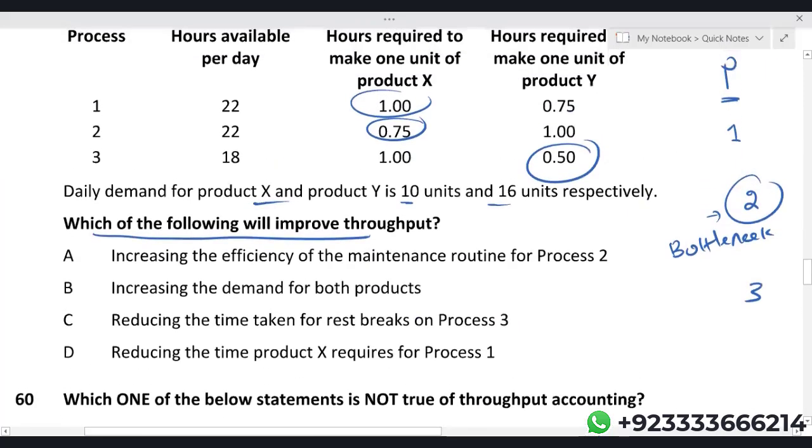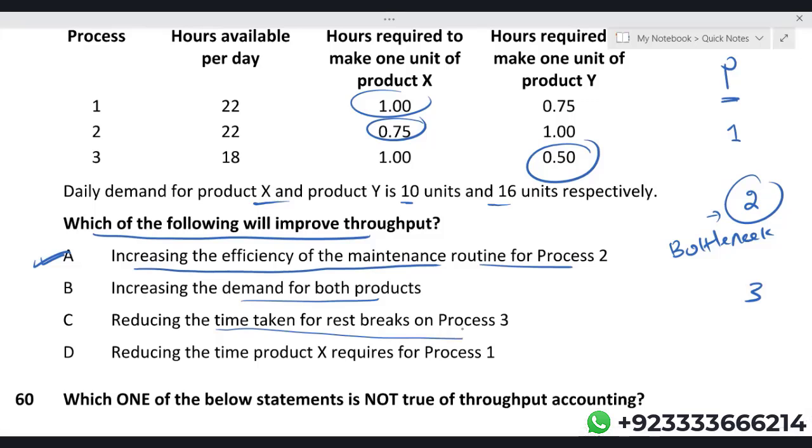Now, increasing the efficiency of the maintenance routine of process 2: yes, if you increase the efficiency of the maintenance routine for process 2, your throughput accounting ratio will improve. Increasing demand for both the products will not increase the throughput accounting ratio. Reducing the time taken by rest breaks on process 3: process 3 is not your bottleneck, so what benefit will you get if you make it more efficient?